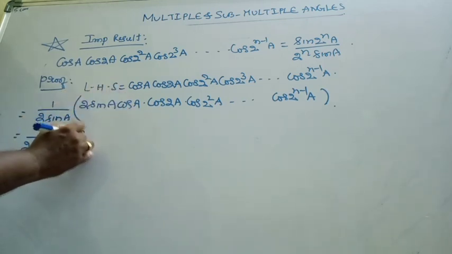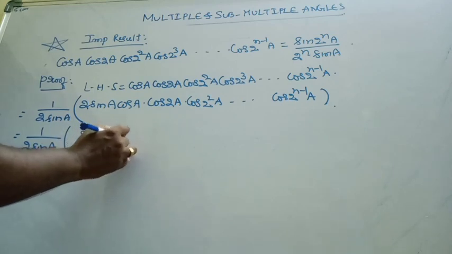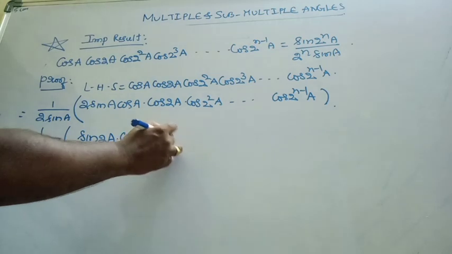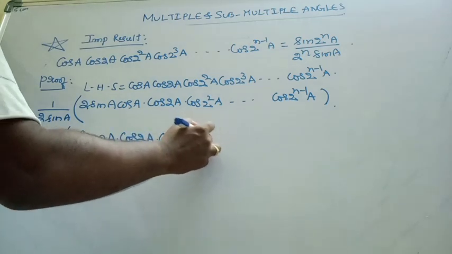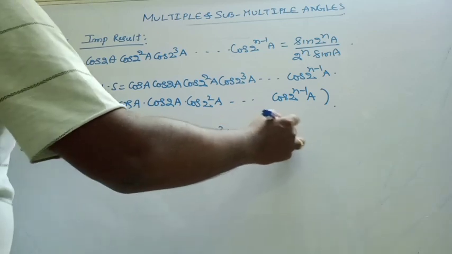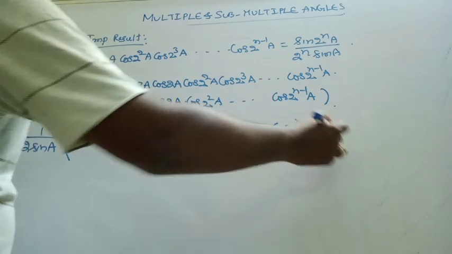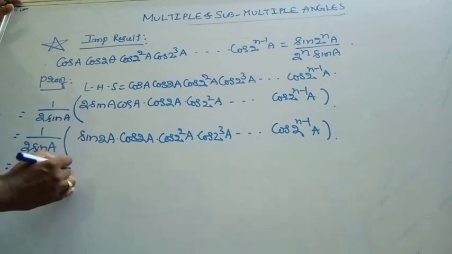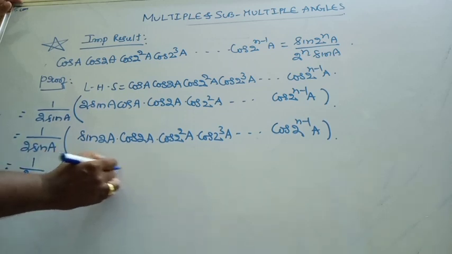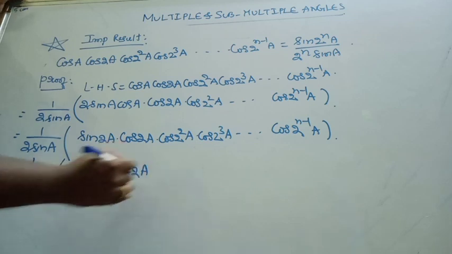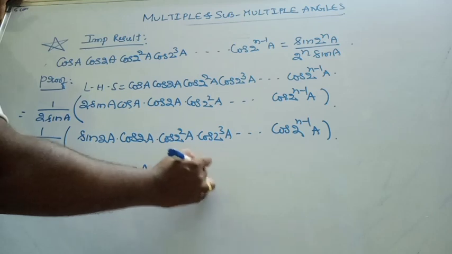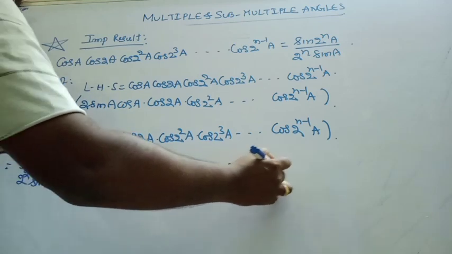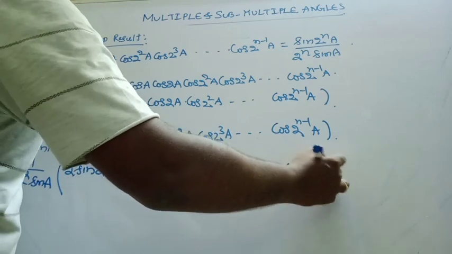into 2 sin A cos A into cos 2A into cos 2 square A, and so on up to cos 2 power n minus 1 into A. Here 2 sin A cos A is nothing but sin 2A. You are going to have sin 2A into cos 2A into cos 2 square A into cos 2 cube A, and so on up to cos 2 power n minus 1 into A. Now you multiply and divide by 2, then it becomes 1 by 2 square sin A, into 2 sin 2A cos 2A, into cos 2 square A, into cos 2 cube A, and so on up to cos 2 power n minus 1 into A.